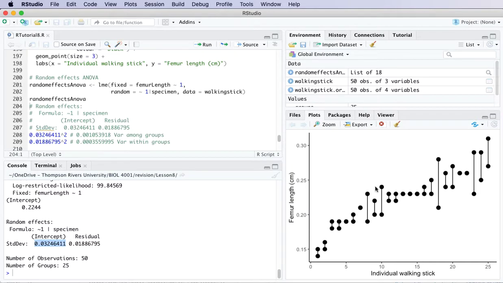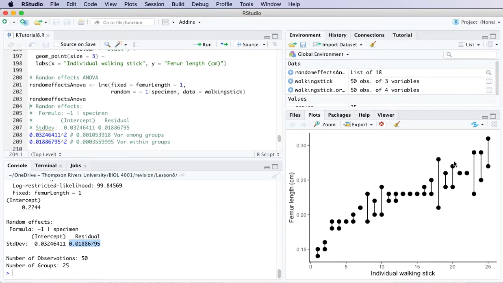Okay, so if we refer to this graph here, we could think of the variability between the insects, in the sense that we've got some very, very large insects and some very, very small insects, and so there's quite a bit of variability there in their average femur lengths. So that's what the variance among groups is measuring. Whereas if we square the standard deviation for the residuals, then we get the variance within the groups.